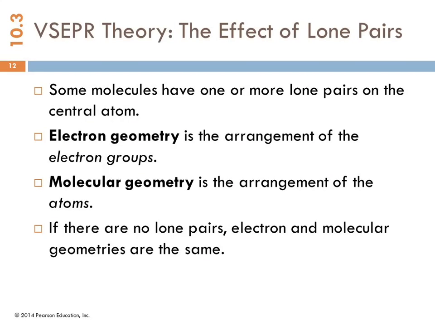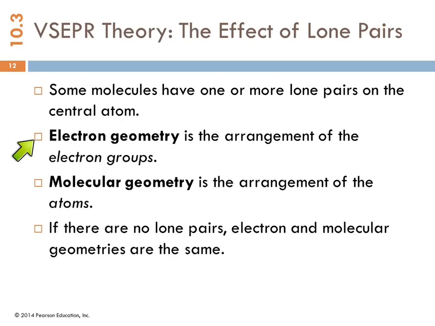So what happens when we have lone pairs? Because there are many molecules that have lone pairs. Well, then we have to distinguish between electron geometry and molecular geometry. And this can seem confusing to students, but it shouldn't be.